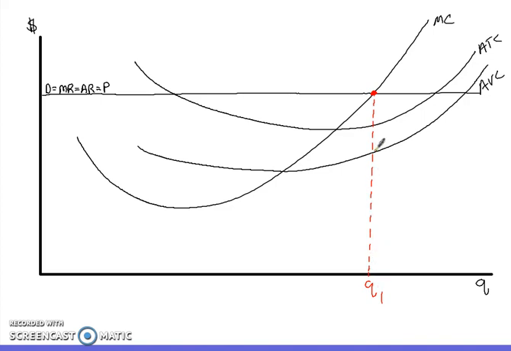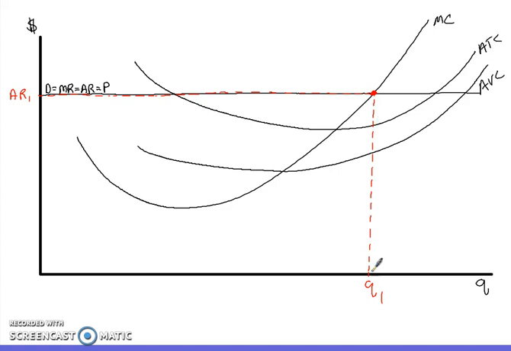Well, we can come up here to the average revenue curve, which is also the marginal revenue curve, and we can come across and say that this is average revenue. I'll call it average revenue 1 when we produce Q1 units. And then what about the average total cost? Well, we can come up to where we hit the average total cost and come across.